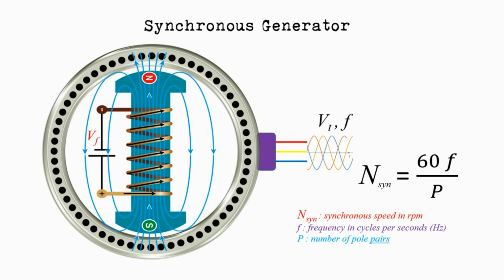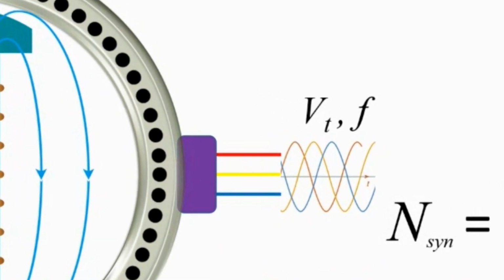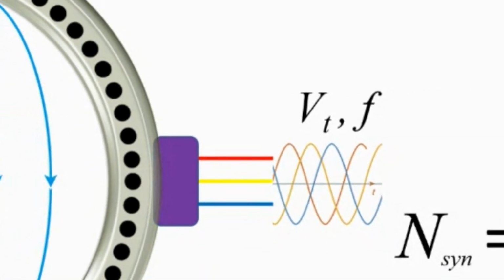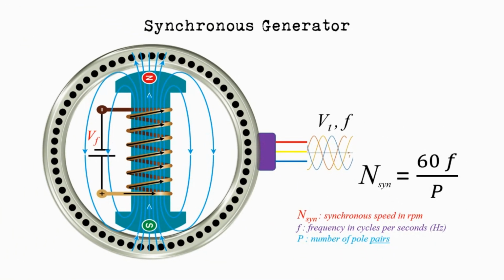This will, by induction, create a voltage at the stator terminal. This voltage at the stator terminal has a frequency. This frequency is related to the mechanical speed of the rotor. Of course, they have to be the same. Normally, for frequency, electrical systems use cycles per second. For mechanical speed, we use revolutions per minute. So they are the same, differing only by the number of pole pairs.